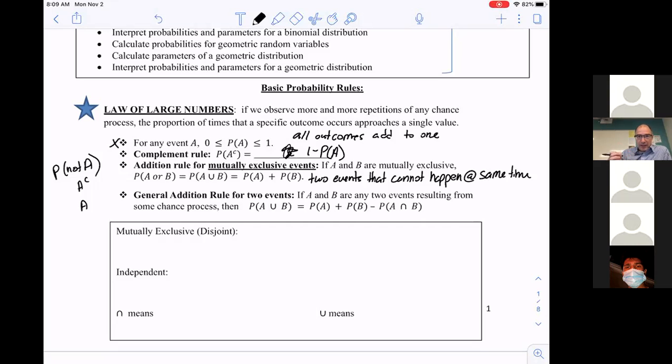So for example, I can't be a green and a brown M&M at the same time. I can't be a type O blood person and a type A blood person. Those are events that are mutually exclusive. Another name for mutually exclusive, and we'll throw that one in there, we'll draw an arrow to it: disjoint is the same thing as mutually exclusive.